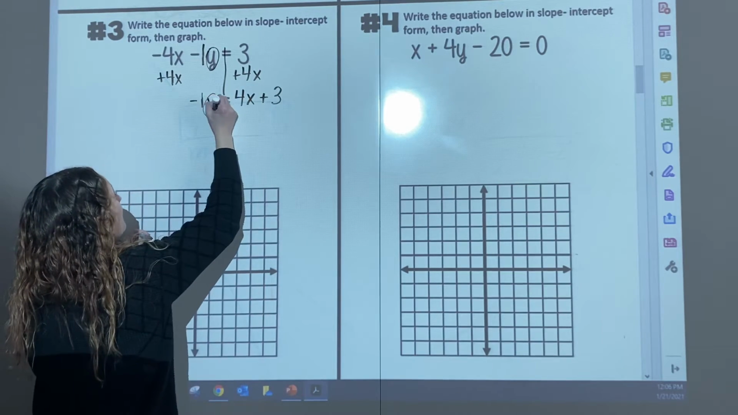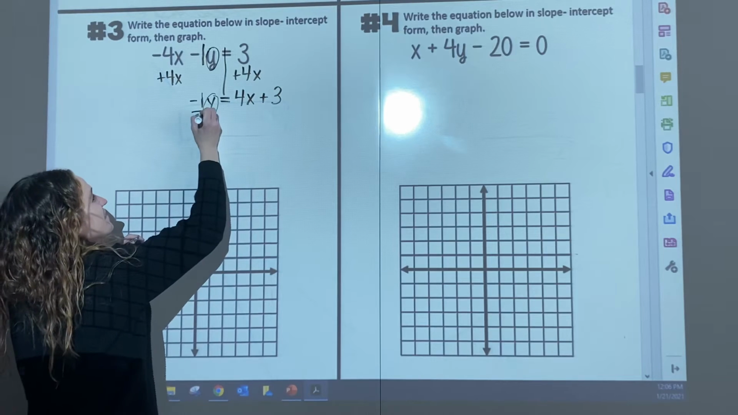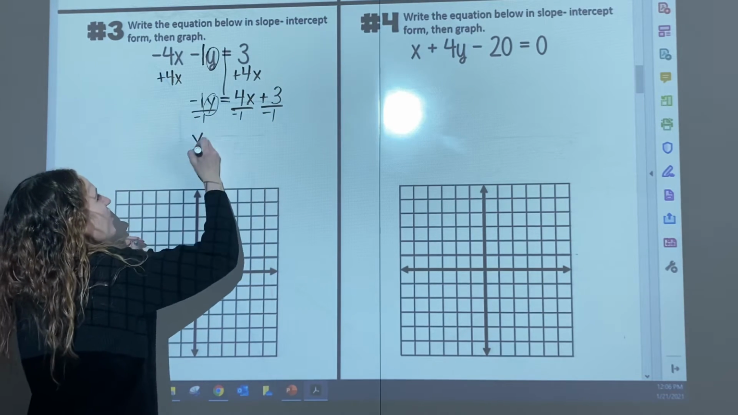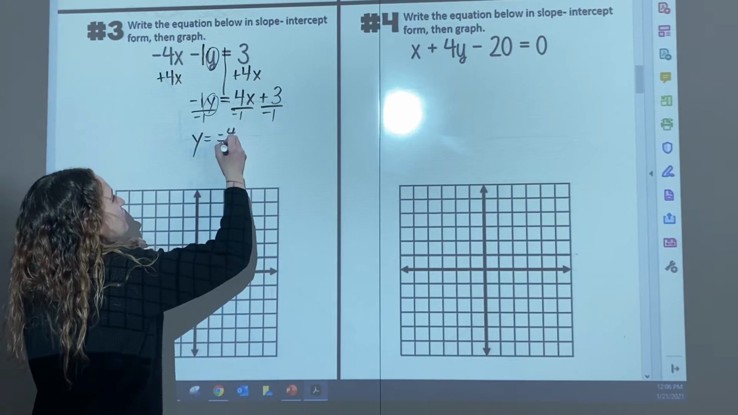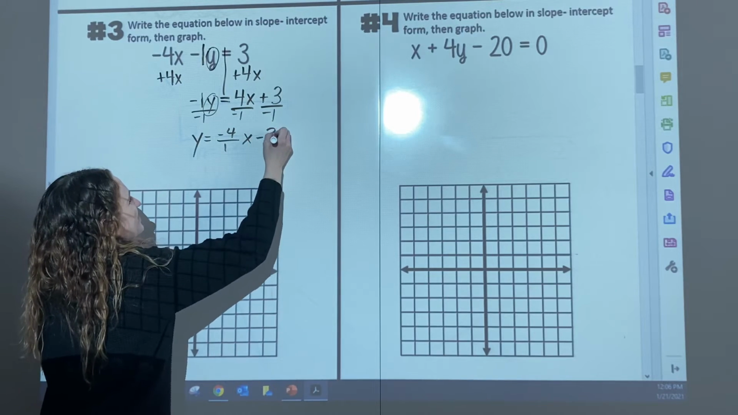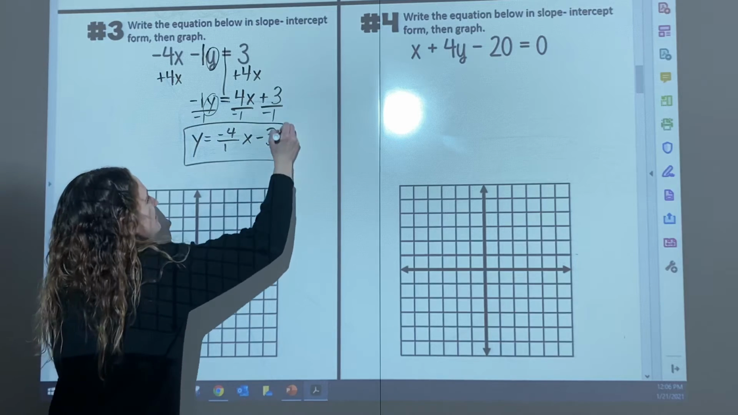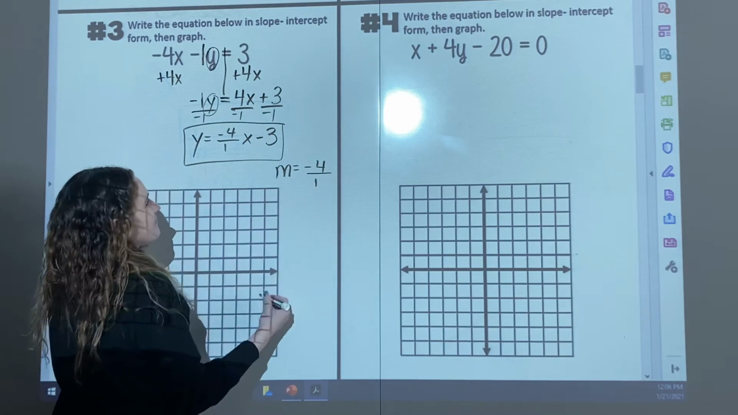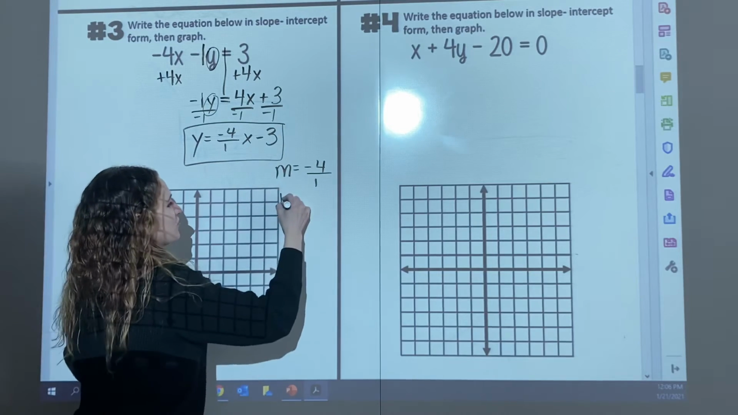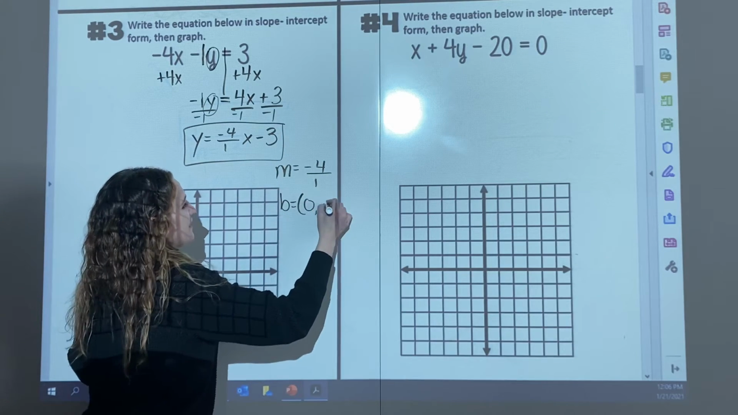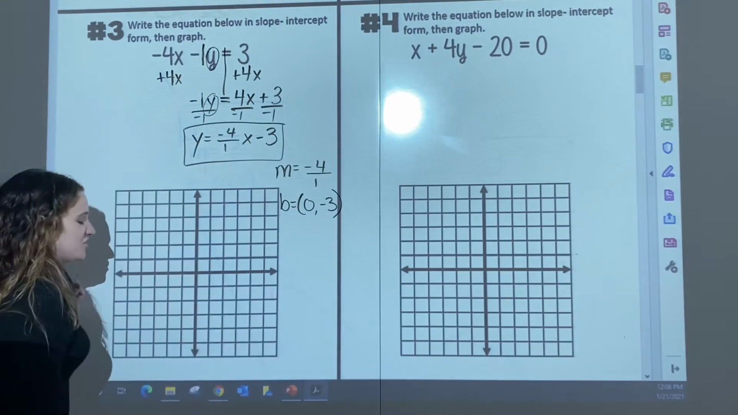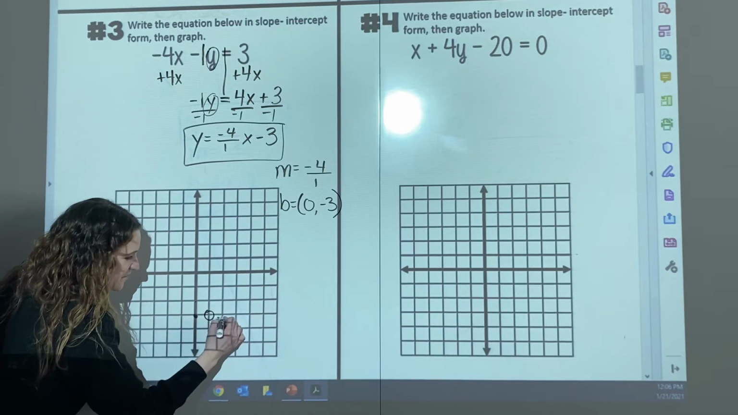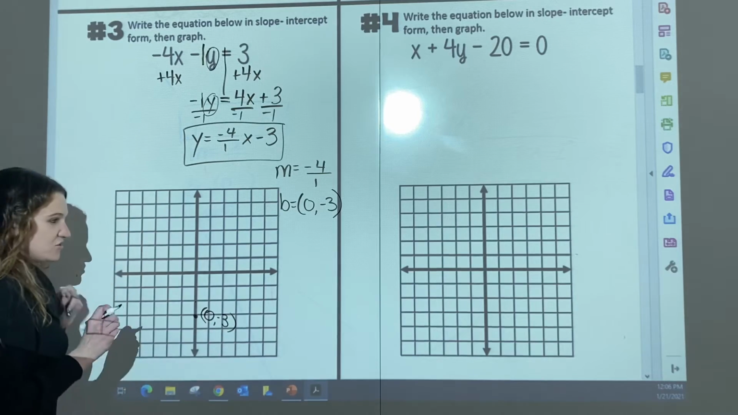Now I still have this negative 1 attached to the y, so I'm going to divide everything by negative 1. Giving me y equals negative 4 over 1x minus 3. My slope is negative 4 over 1. My y-intercept, or the b, is 0, negative 3. Let's start there. So I'm going to go down 3 from the origin. That's my y-intercept. That's where I need to start.